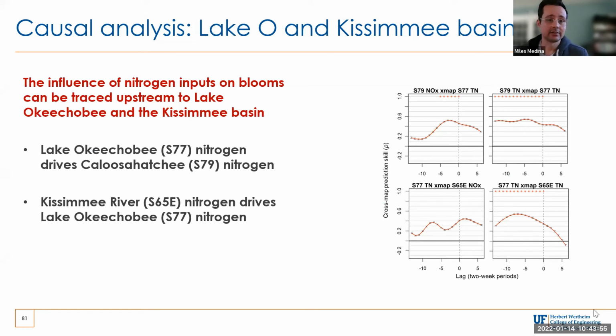All right, so investigating our first hypothesis showed us that nitrogen inputs from the Caloosahatchee intensify blooms, and then moving on to our second hypothesis, we want to know whether this influence can be traced upstream to Lake Okeechobee and to the Kissimmee Basin. And indeed, the causal tests indicated relationships upstream. So the behavior of nitrogen at the Caloosahatchee is influenced by nitrogen at Lake Okeechobee, that's station S77, which is influenced by nitrogen at the Kissimmee River, station S65E.